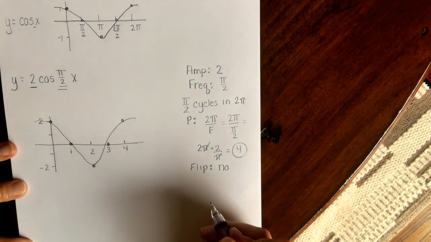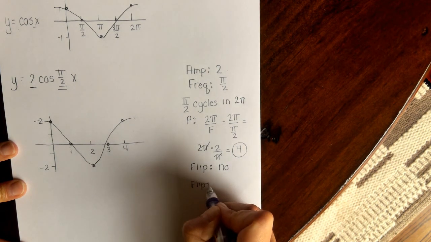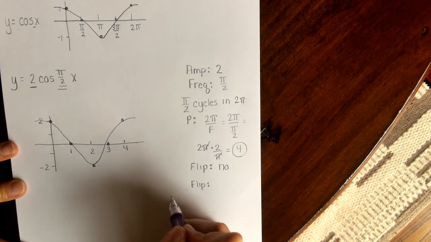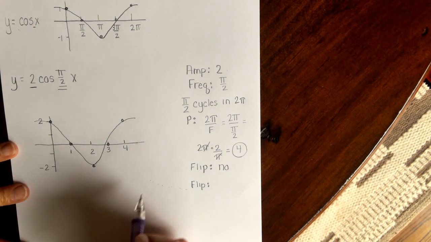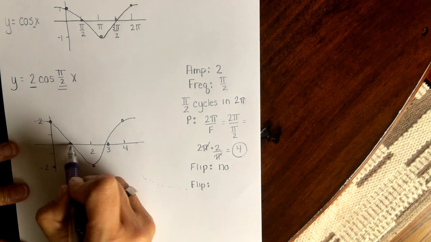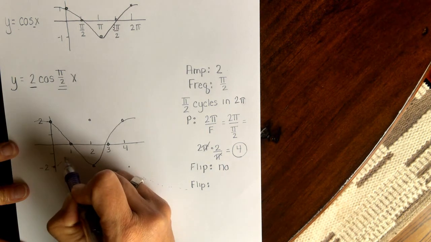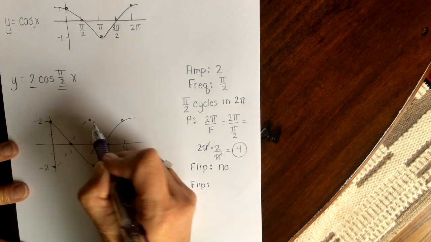Now let's suppose there was a flip. I'm going to show you what that would look like. I'm going to use a dash line to show you. You would start low, then go middle, then high, then go middle, and then go low. It would look like this.